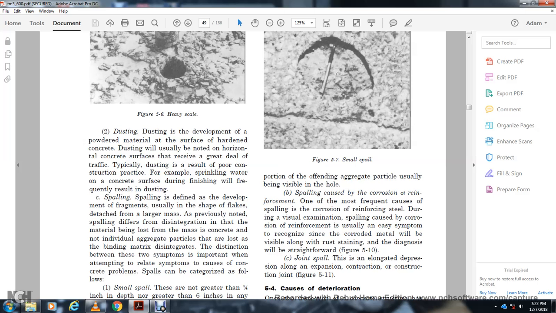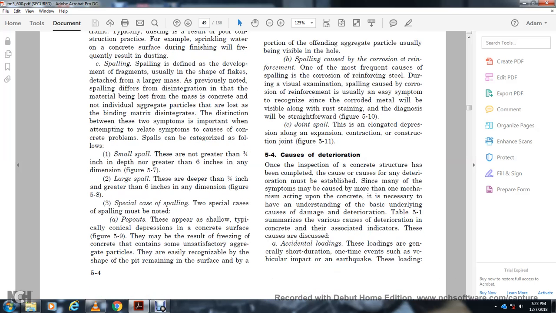Joint spalling with an elongated depression along with the expansion and contraction of the construction joint. Figure 5.4 shows the cause of the deterioration.